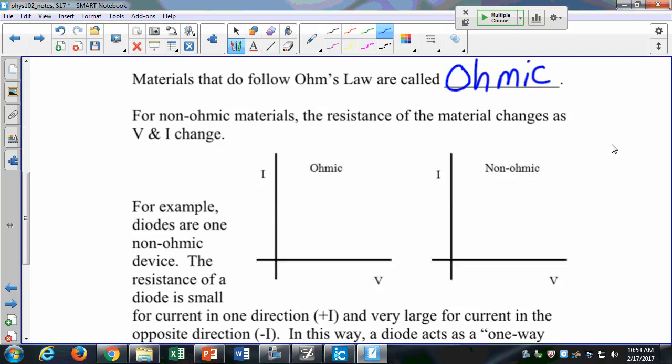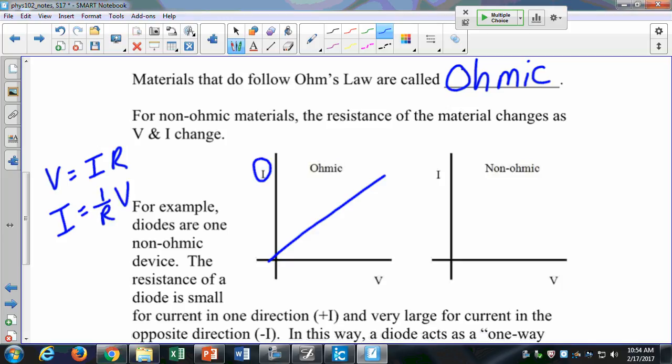For an ohmic material, you would get a graph that looks something like this. And if you remember, you guys will do this in the lab if you haven't already, but V is equal to IR. And by the way, I think you have an OpenStax tutor question that is similar to this, that V is equal to IR. So I is equal to 1 over R times V. So from that, if I have a plot of I versus V like this, then the slope of that graph is equal to 1 over R.